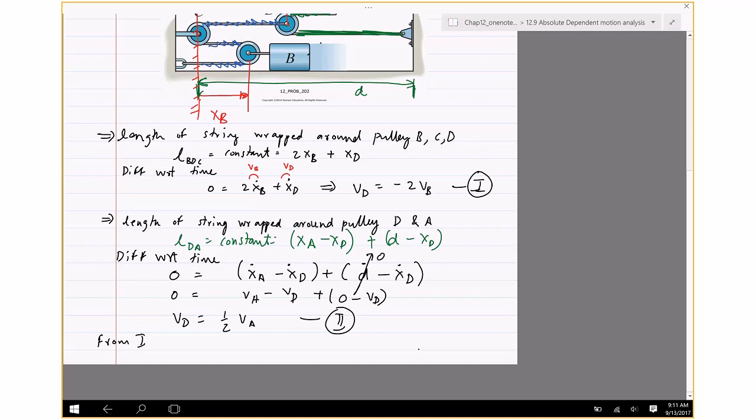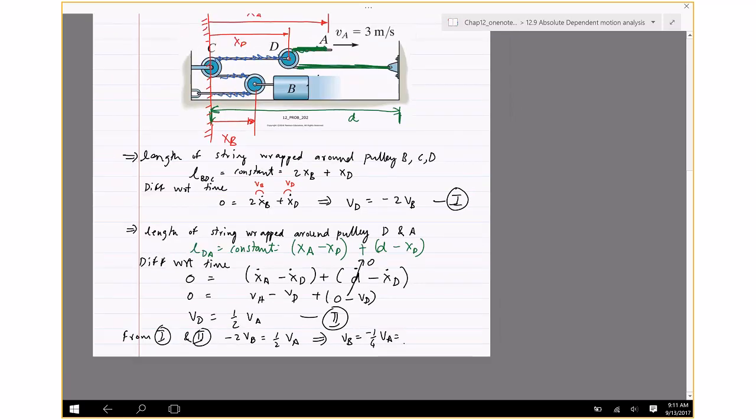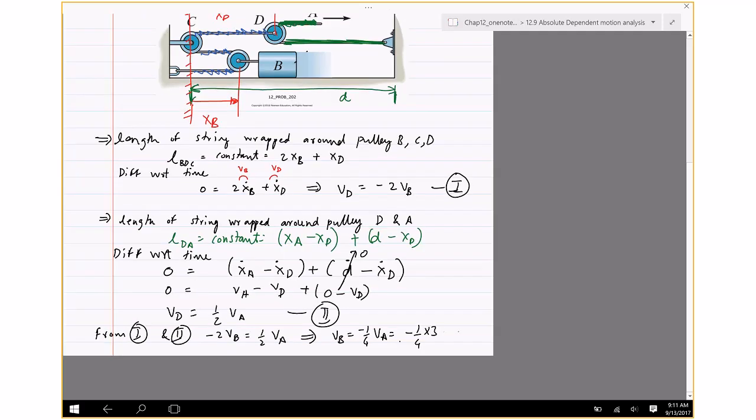So from 1 and 2, minus 2 VB is half VA, which means VB is a quarter of VA. And since VA is 3, it's going to be 1/4 of 3, which is minus 0.75.